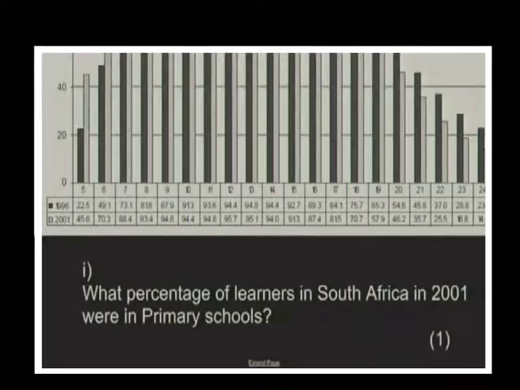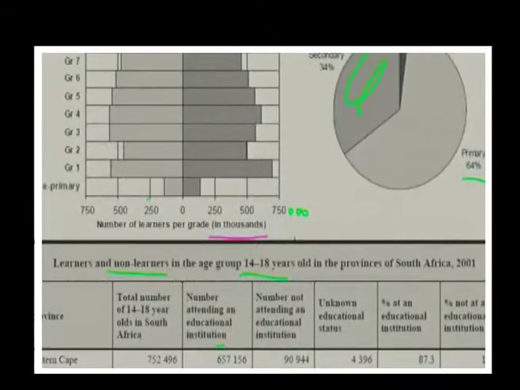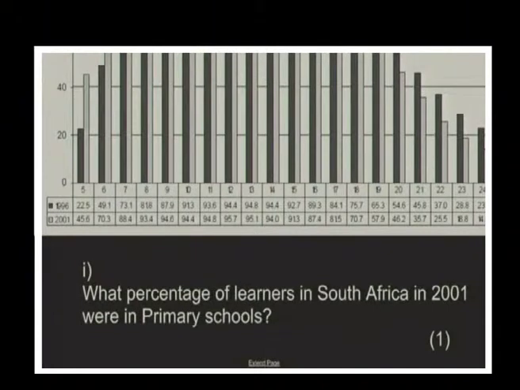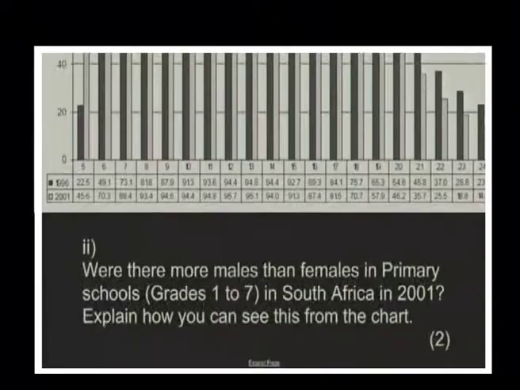So what percentage of learners in South Africa were in primary school? You're going to have to use one of the tables, and my guess is probably your pie chart. So fairly simple, 1 mark question, just read the answer off. The next question said, were there more males than females in primary school, grade 1 to 7 in South Africa? And explain how you can see this from the chart. You're going to have to use that first chart. You're going to have to estimate how many of each there are and then compare them.